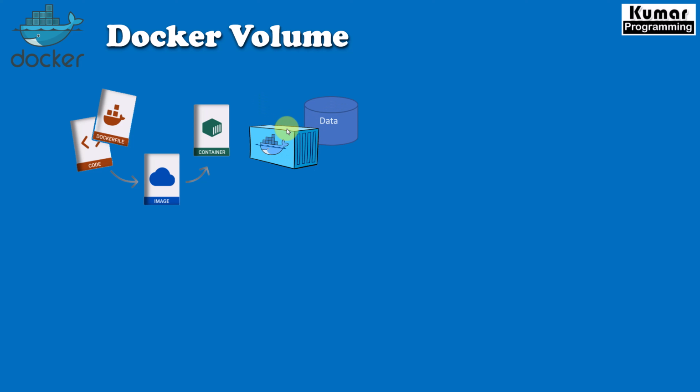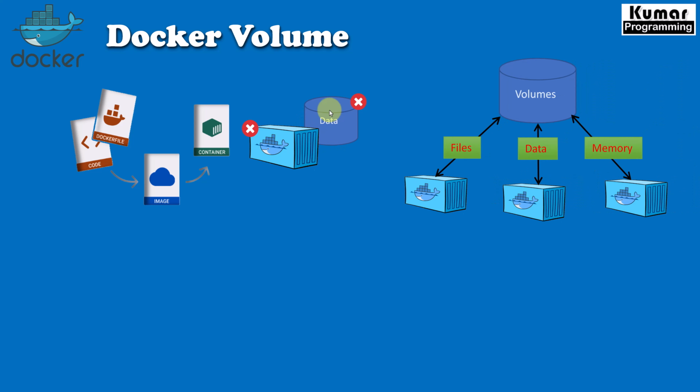So here there was a problem. Suppose that this container crashed after some time. So what will happen? If our container crashes, then we will be losing our data as well. So this was not an ideal situation, right? So a solution comes into the picture, which is Docker volume. What they said was, detach this data from the container. Once we detach this data from the container, it becomes a volume.